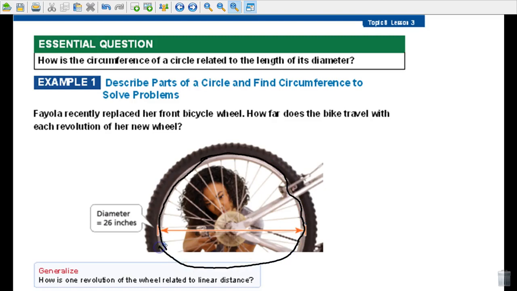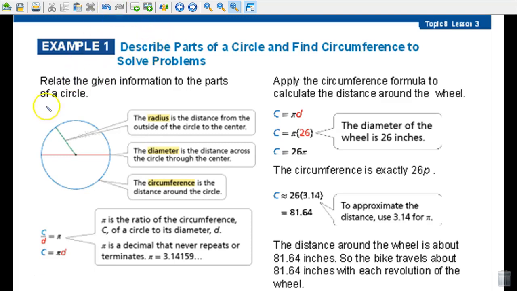It's very hard to draw a circle. So relate the given information to the parts of a circle. Radius, diameter, and circumference are the most important things when it comes to circles. It's literally everything. So the radius is the distance from the outside of the circle to the center. So this is the radius. This is the radius.